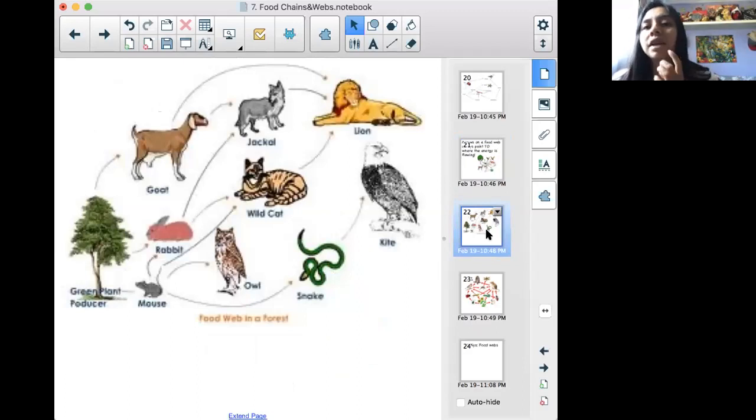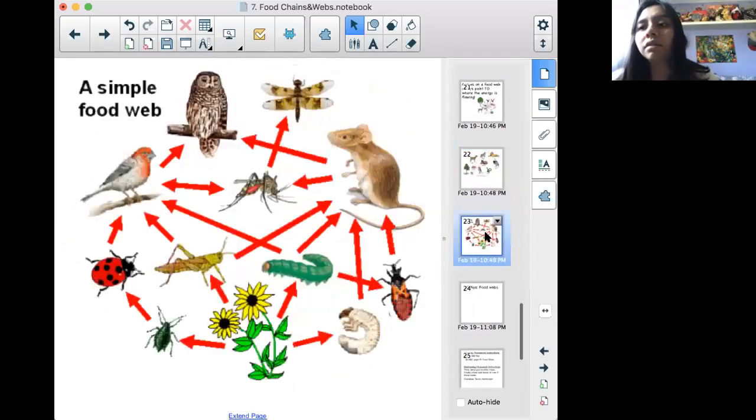Same thing here. Even though the lion is eating the jackal, the energy is flowing from the jackal to the lion. And this is a much simpler food web where you can see different insects being eaten by a mouse or a bird or the night owl. But remember that the arrows are pointing from where the energy is flowing. So the caterpillar is taking energy from the sunflower, so the sunflower's energy is traveling to the caterpillar.